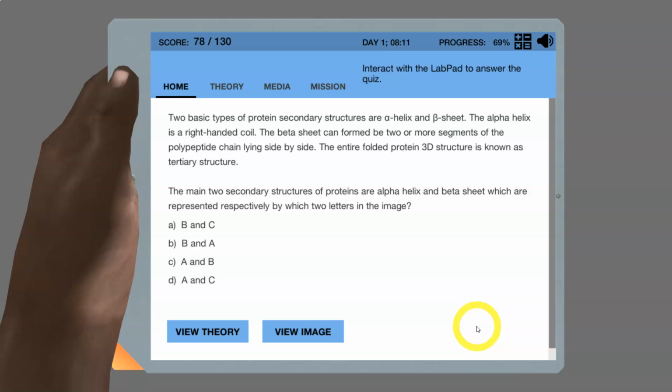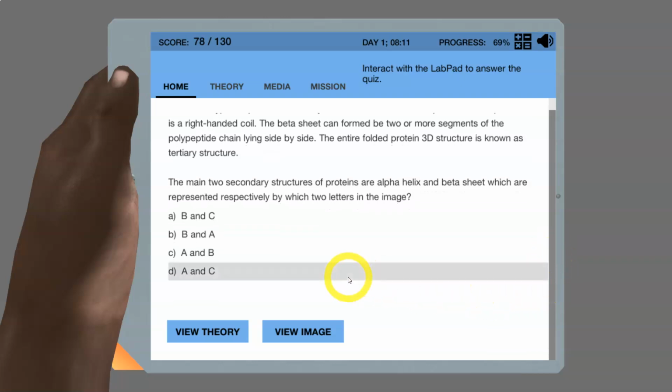The alpha helix is a right-handed coil. The beta sheet can form two or more segments of the polypeptide chain lying side by side. The entire folded protein 3D structure is known as tertiary structure. The main two secondary structures of proteins are alpha helix and beta sheet, which are represented respectively by which two letters in the image?